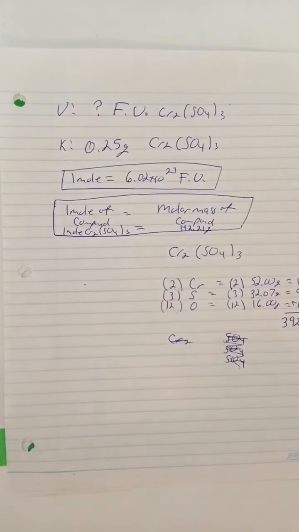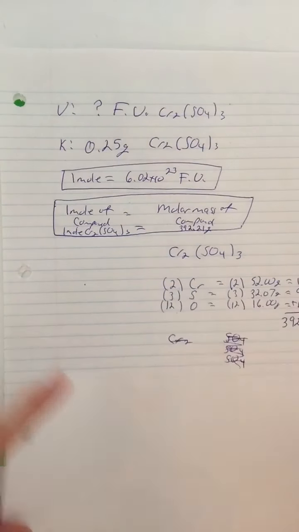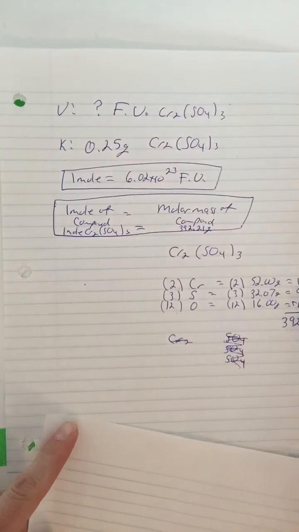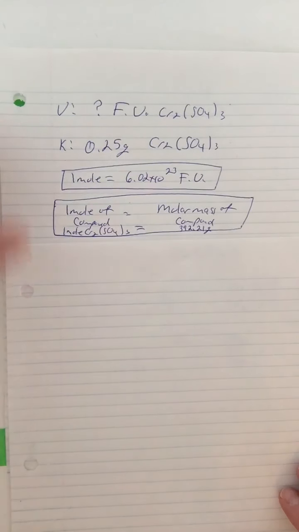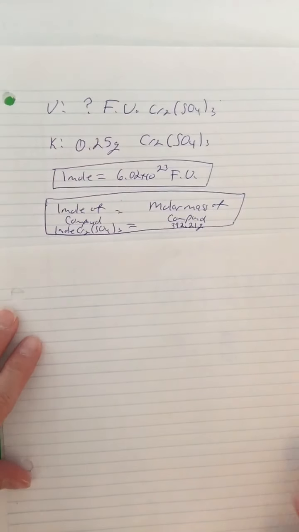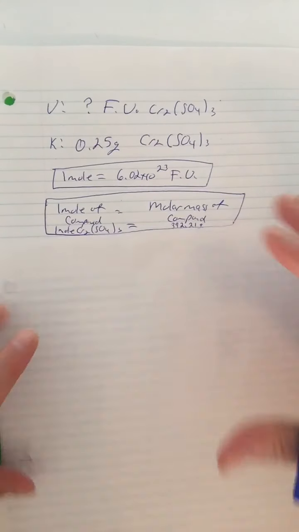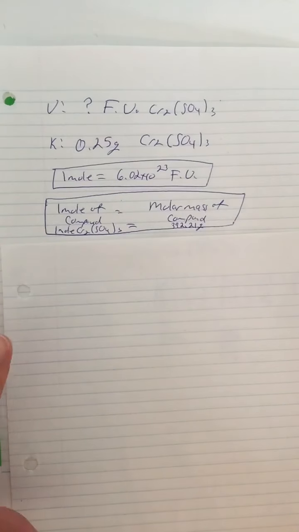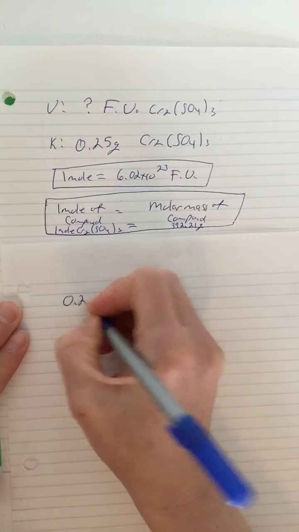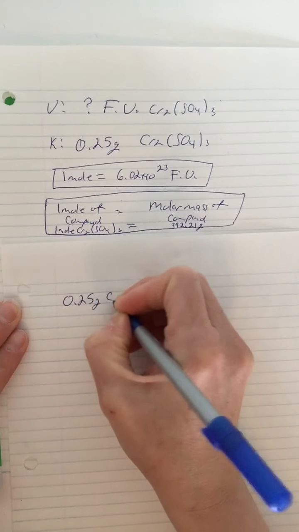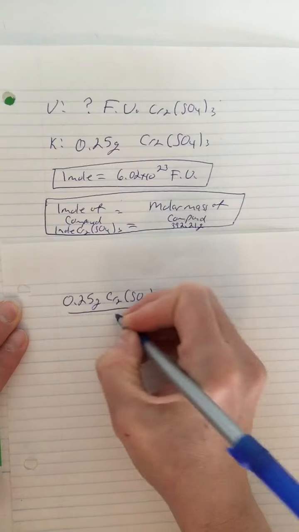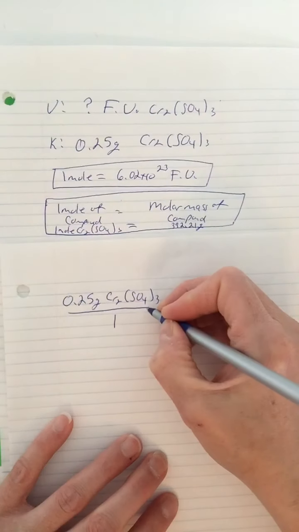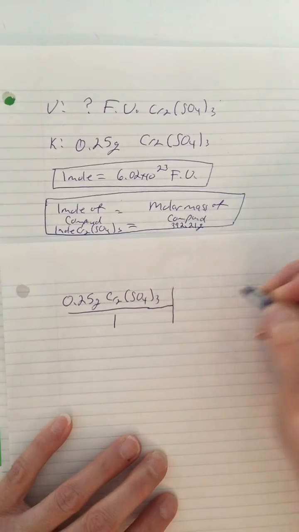I'm going to cover this up again just so I have a little bit more space, because you should have been able to follow along how I got the mass. So let's cover that up so I can have a fresh slate for this question. Okay, how do I start these questions? I always start with my known and put it over 1. 0.25 grams Cr2(SO4)3 over 1. All right, let's start with my bunk beds.